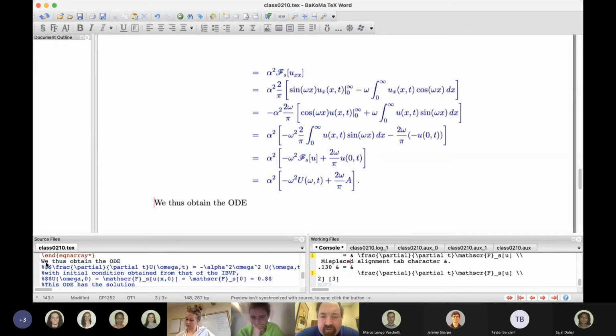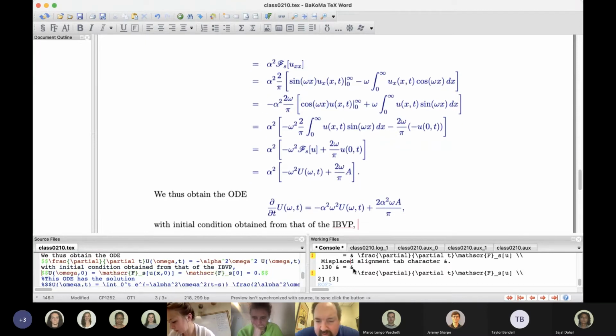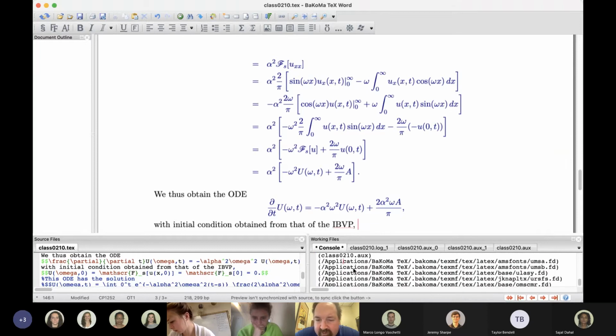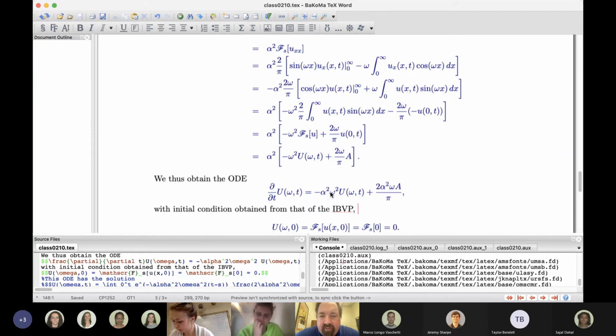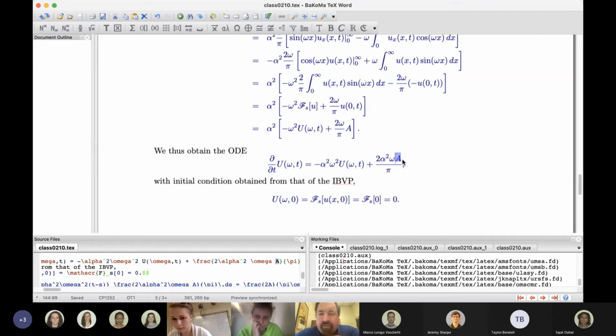So now if I put both sides together, this comes from the left side, and here's what we have from the right side. So now my PDE, the heat equation, becomes an ODE. And the boundary condition has been taken into account right here. So I don't have to deal with a boundary condition anymore.